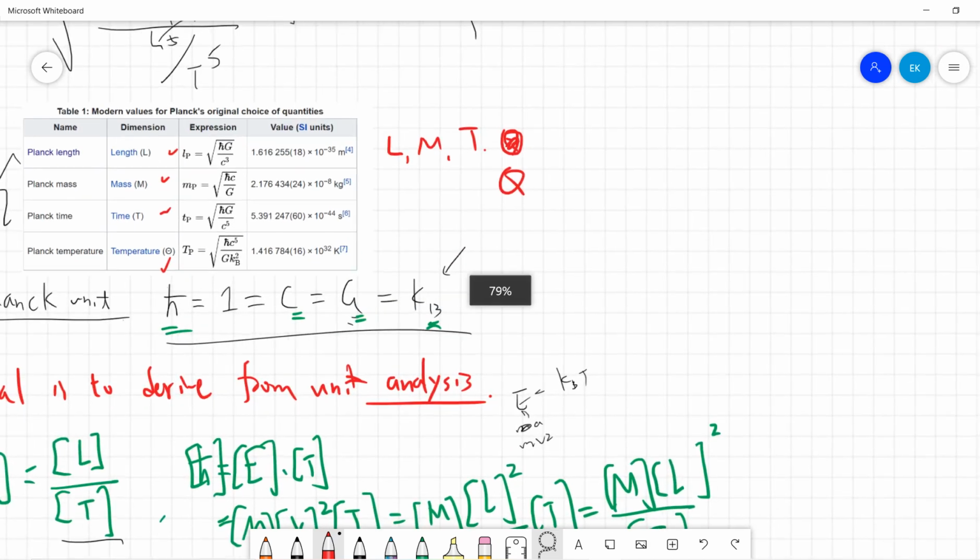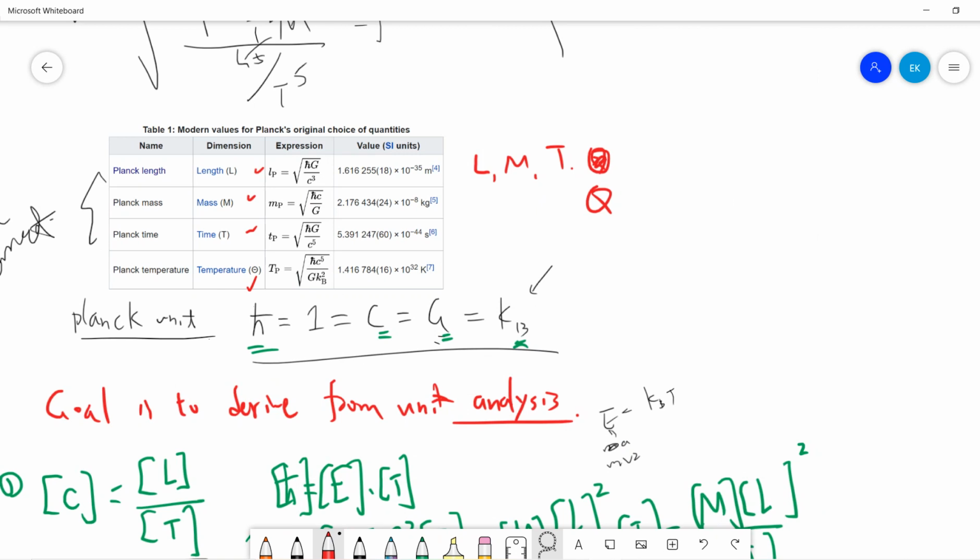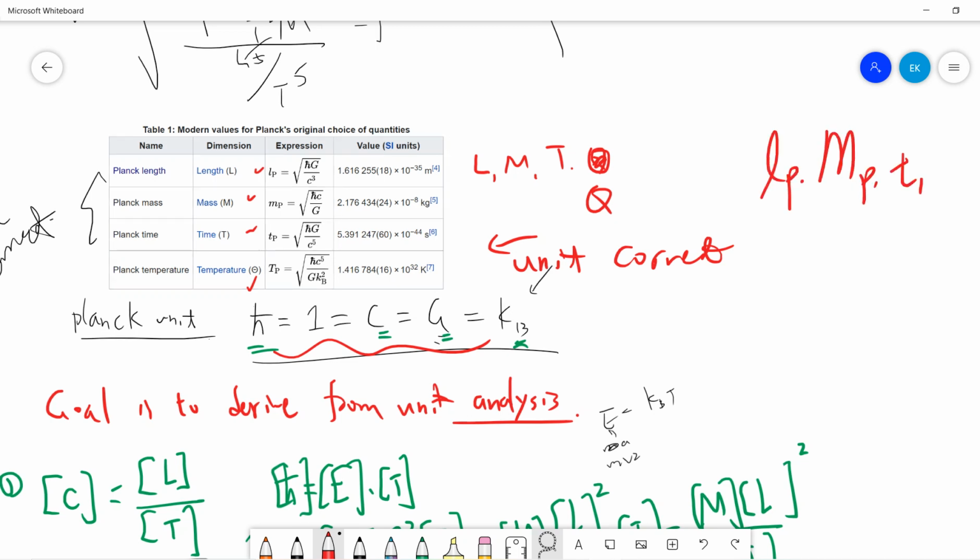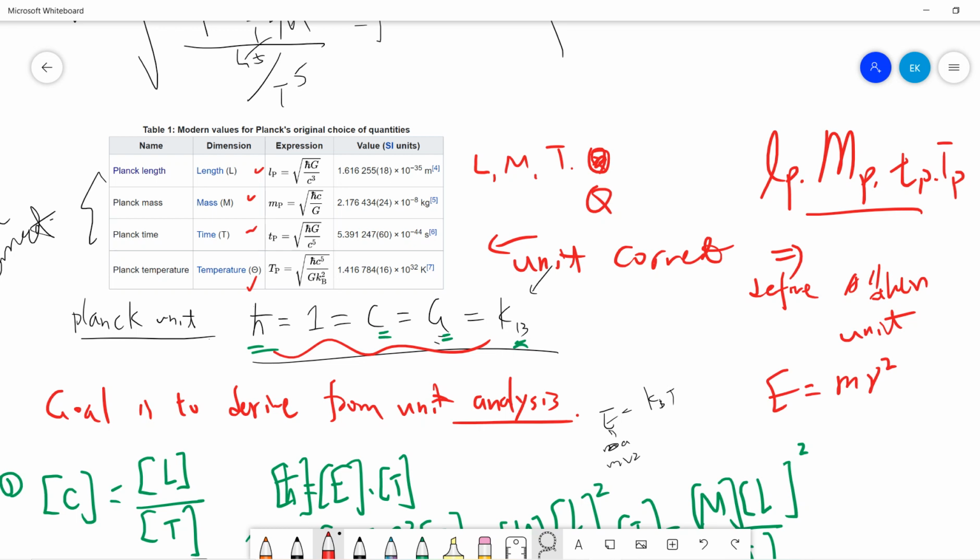We prove these 4 Planck units are unit correct. Okay, so the easy idea is that once you have LP, MP, TP, and the temperature, then you can define all the other units. So for example, if you want to define the so-called Planck energy, then you can define it like m v squared or something. And basically, if you want to define a Planck momentum, you can define m v, which would just be MP times LP.